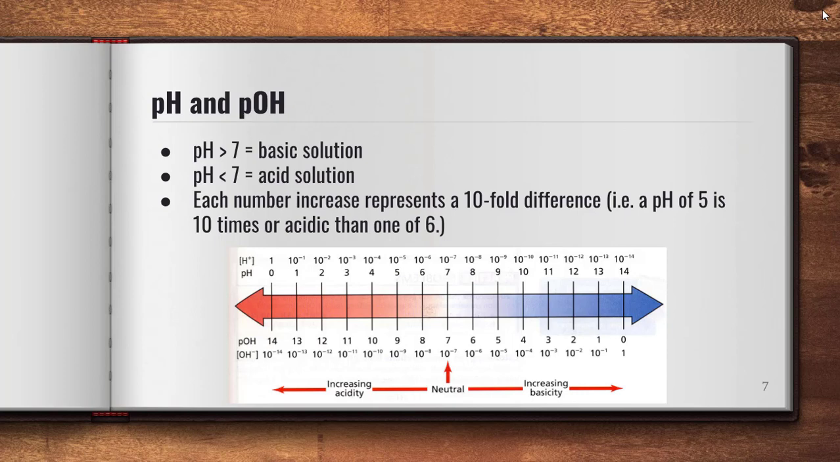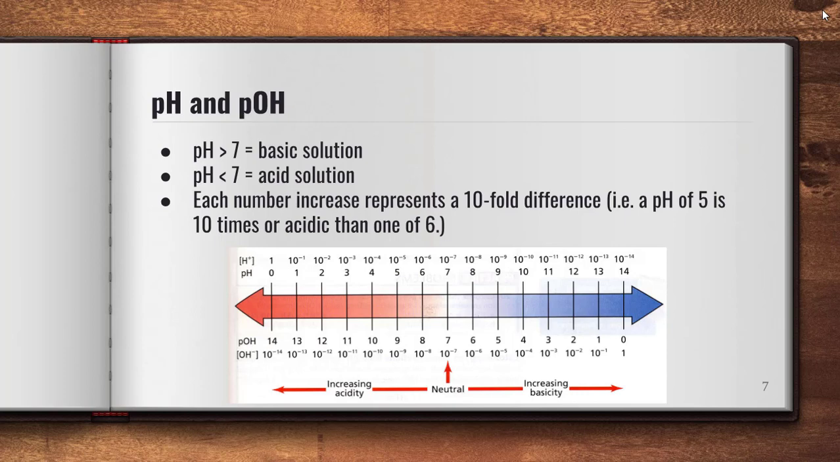So the pH scale is based off of 14. Anything with a pH that is greater than 7 is basic. Anything with a pH that is less than 7 is acidic, and a pH of 7 is neutral. For example, water would be neutral. Each number increase represents a tenfold difference. So for example, a pH of 5 is 10 times more acidic than one that is 6.